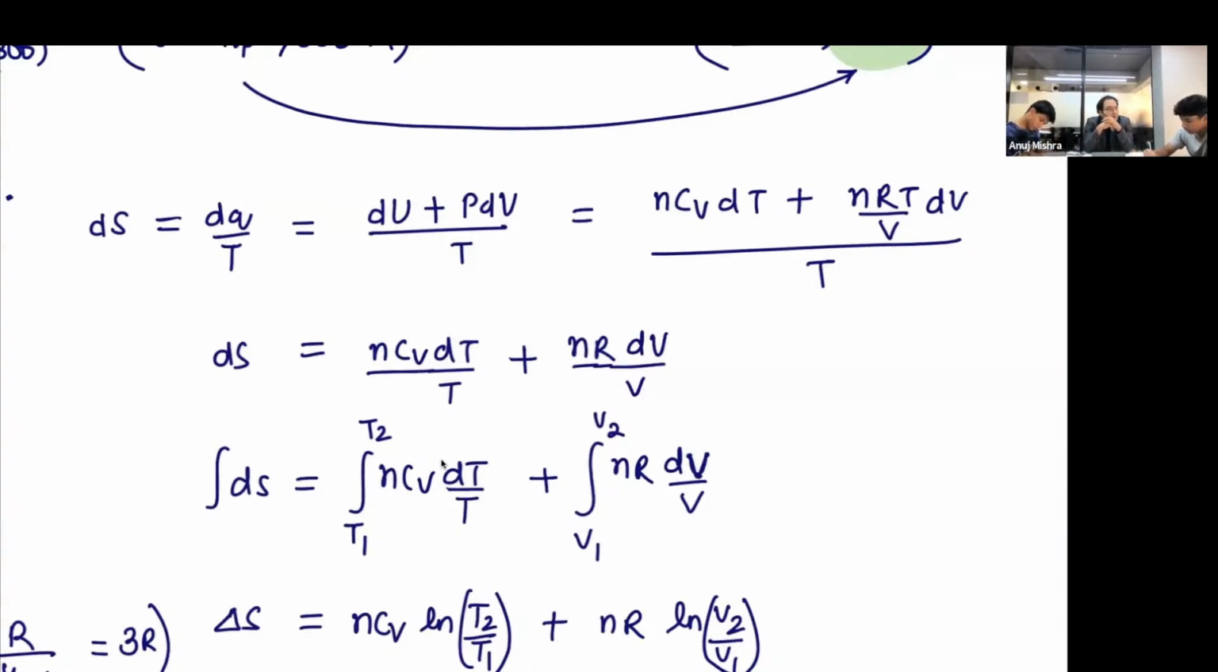4 by 3 minus 1 is 1 by 3. 3R हो जाएगा हमारी. अच्छा जी, यहाँ तो समझ में आ गया. अब मेरे को एक चीज बताइए. Delta S which we have got is applicable for all general cases.